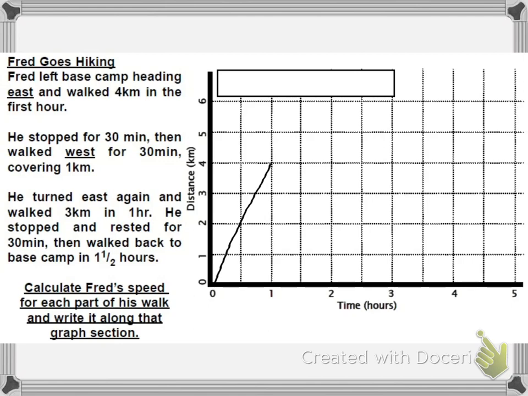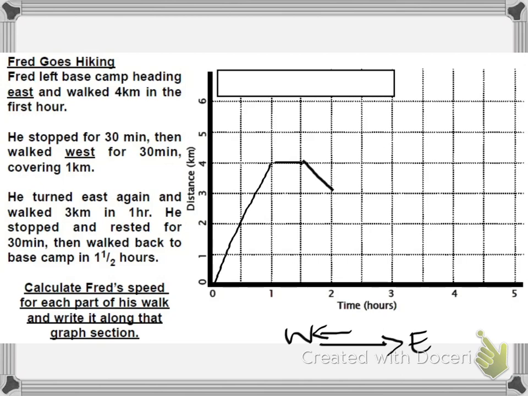And then he stopped for 30 minutes. So we go across for 30 minutes. And then he walked west for 30 minutes, covering 1 kilometre. So basically what west means is that he went back. If he was going east before, so if he was going this way before, now he's gone back a little bit. He's gone west. So, downward sloping line, he's gone west for 30 minutes, covering 1 kilometre. So like that. So now we're at the 2-hour point.